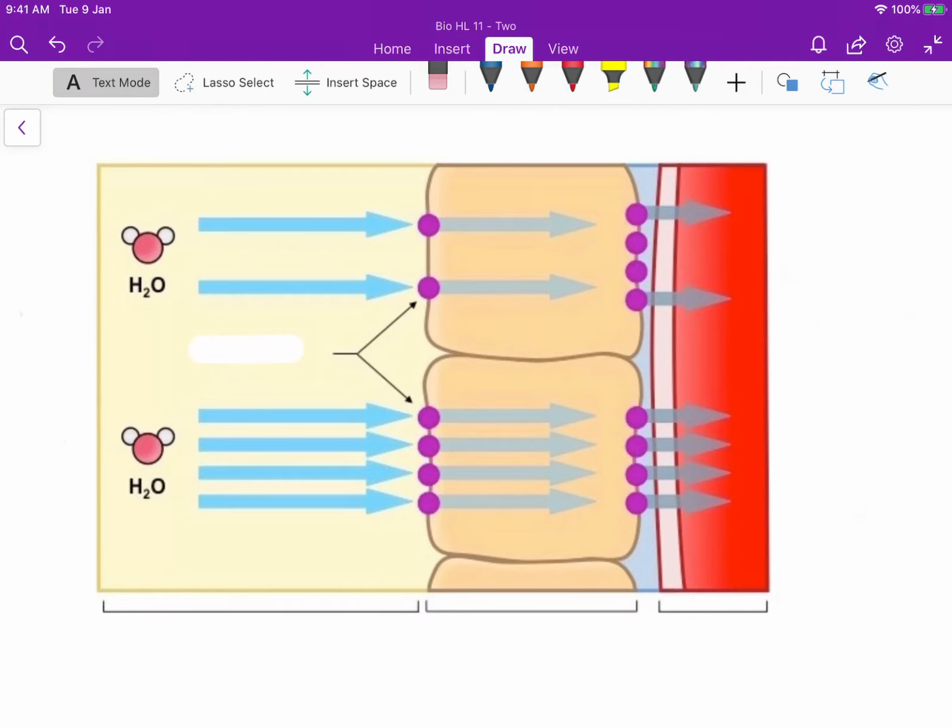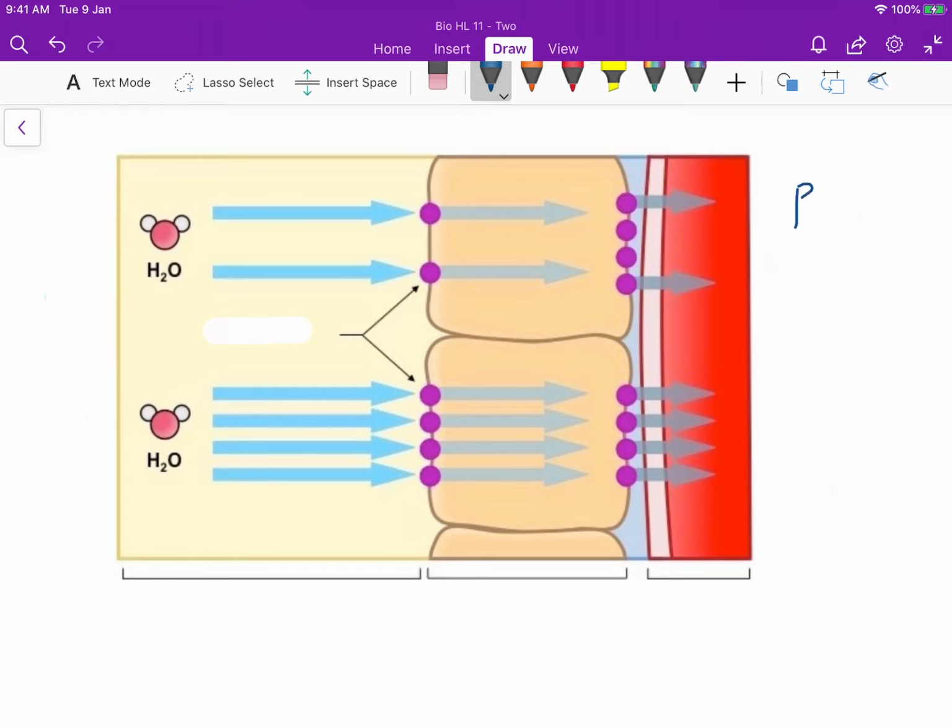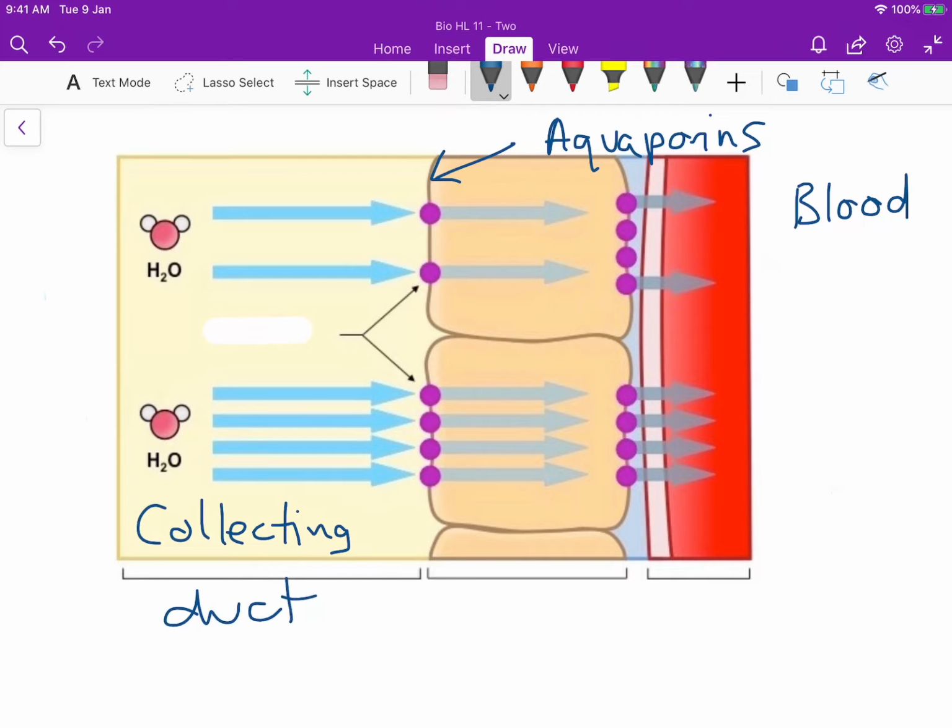So let's have a look at this situation here. Over here we've got the blood, where we're going to absorb back the water. Let's have a look at the two situations. In the top situation, we have less water being reabsorbed. Why is that? Well, we can see here that in the membrane, we've got some proteins, and these are aquaporins. Water doesn't move very well from the collecting duct through the cells which line it. These are the epithelial cells. It's not going to move very well through there without aquaporins. Some will diffuse, but not very much.